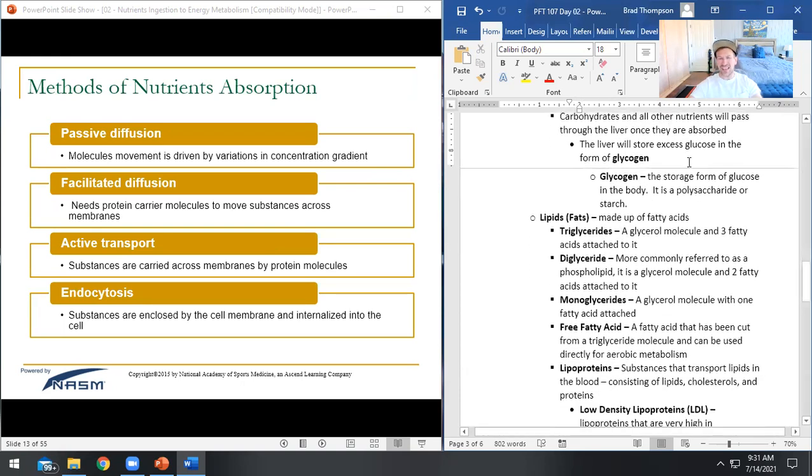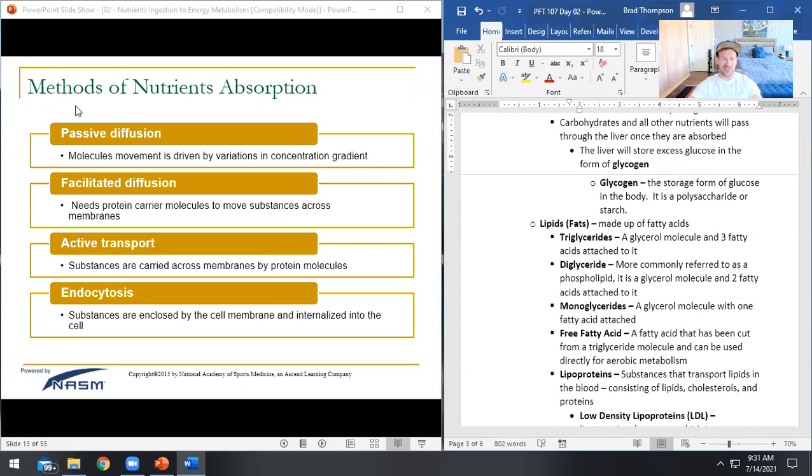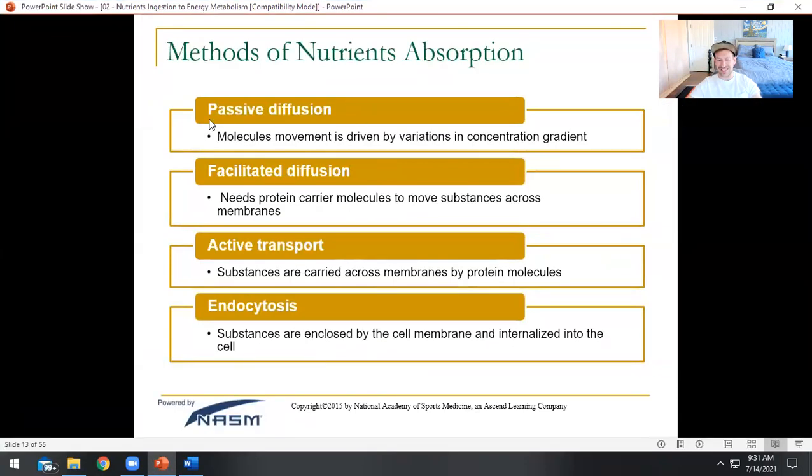So carbohydrates and all other nutrients, by the way, I don't know why they're talking about this in the carb section, but carbohydrates and all other nutrients are going to pass through your small intestine into your bloodstream. The first stop is your liver, and then eventually it'll go over to the rest of the body. But how does this absorption actually happen?